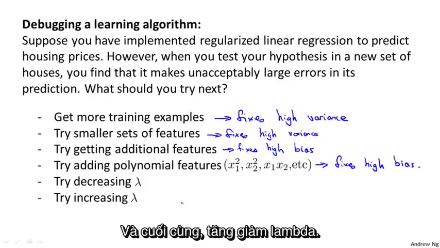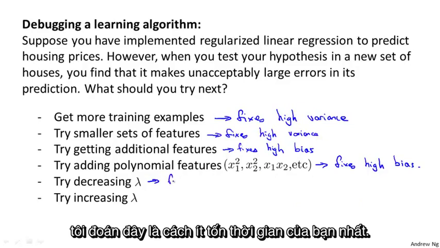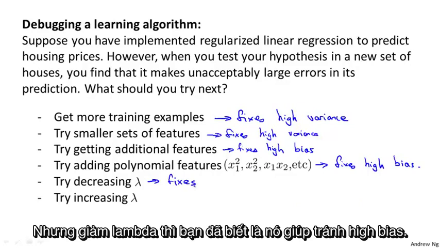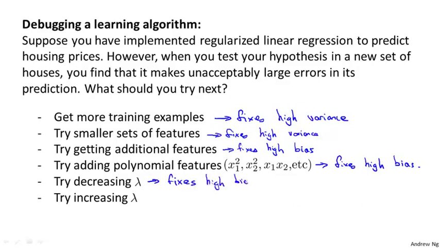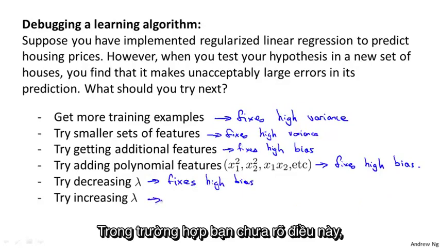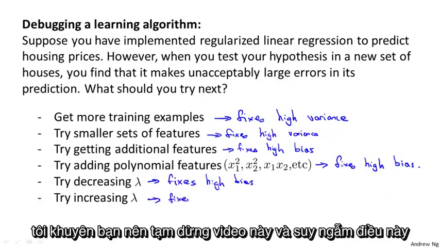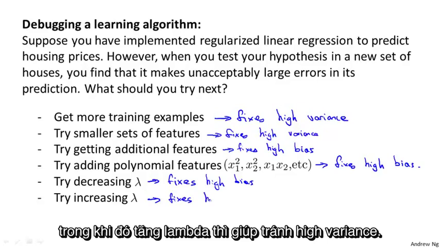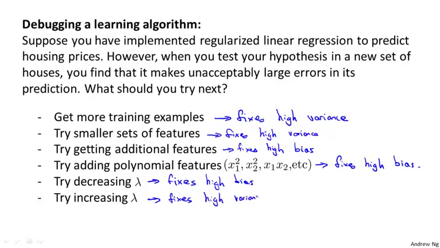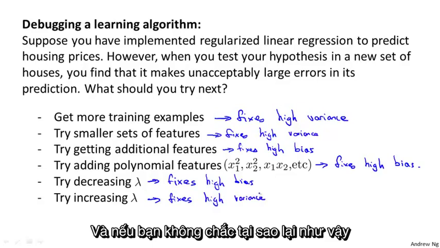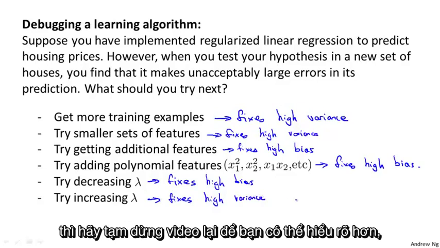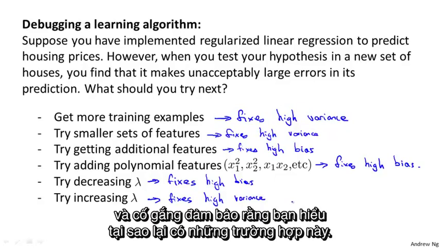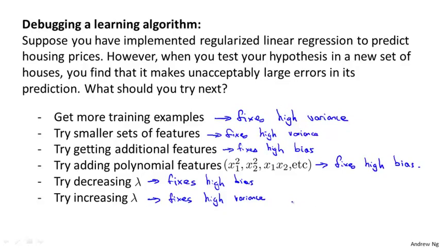And finally, decreasing and increasing lambda. These are quick and easy to try. I guess these are less likely to be a waste of many months of your life, but decreasing lambda, you already know, fixes high bias. In case this isn't clear to you, do encourage you to pause the video and think through this, to convince yourself that decreasing lambda helps fix high bias, whereas increasing lambda fixes high variance. And if you aren't sure why this is the case, do pause the video and make sure you can convince yourself, or take a look at the curves that we were plotting at the end of the previous video and try to make sure you understand why these are the case.